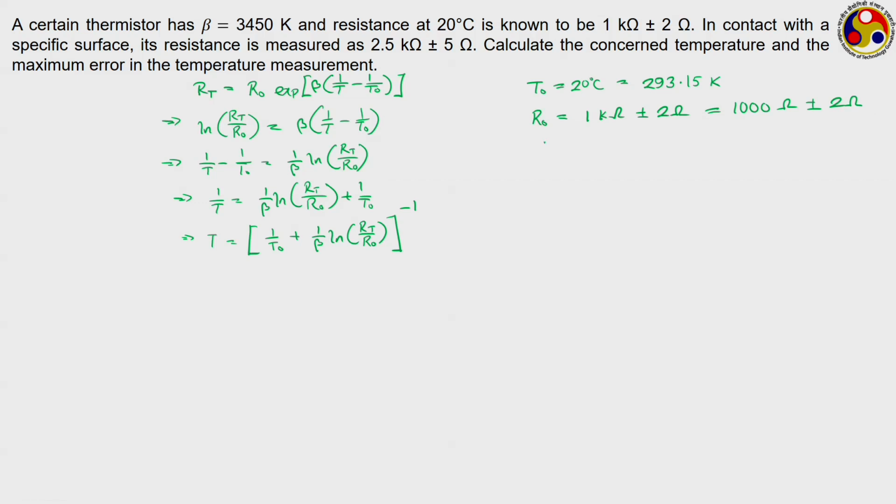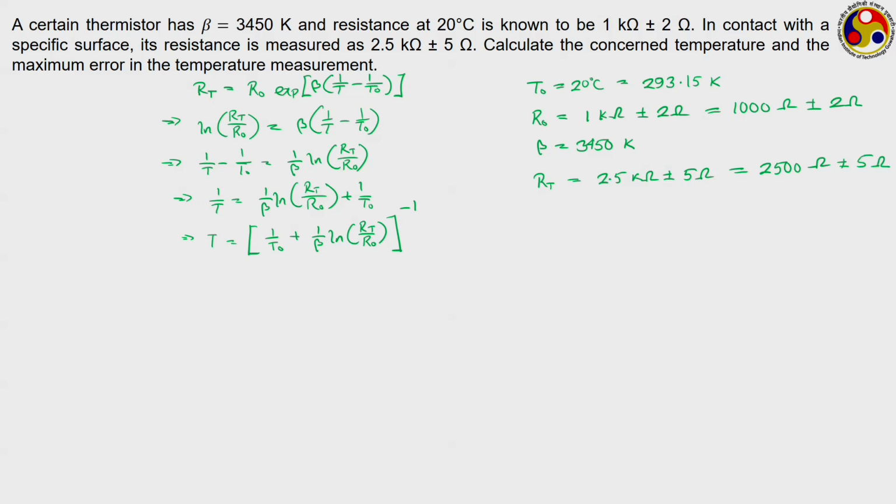The beta value is given as 3450 Kelvin. It is in contact with a specific surface, and its resistance is measured to be 2.5 kilo ohm with an uncertainty of plus minus 5 ohm. So, this plus minus 5 ohm is the uncertainty during the resistance measurement, and we have to calculate the temperature and the maximum error, that is the uncertainty in this temperature measurement. So, here we are talking about an RT value of 2.5 kilo ohm plus minus 5 ohm, or 2500 ohm plus minus 5 ohm.